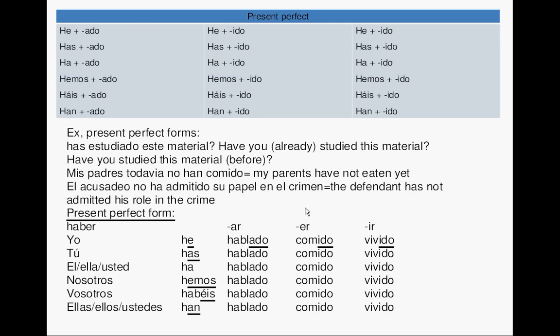The defendant has not admitted his role in the crime. The acusado, the defendant, has not admitted, no ha admitido. Admitir is IR, so ha admitido su papel en el crimen. So the verb have is haber, and it is going to be he, has, ha, hemos, habéis, han.